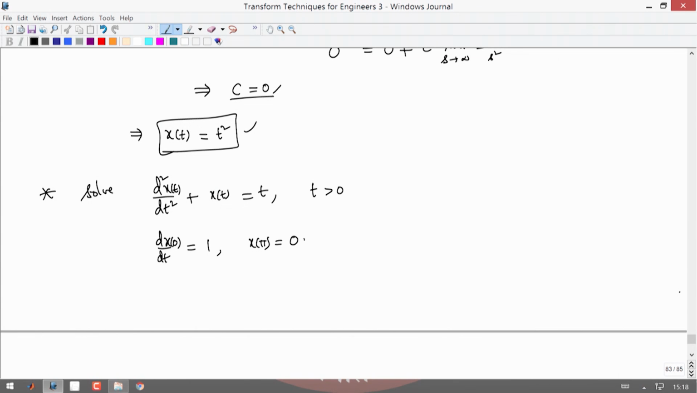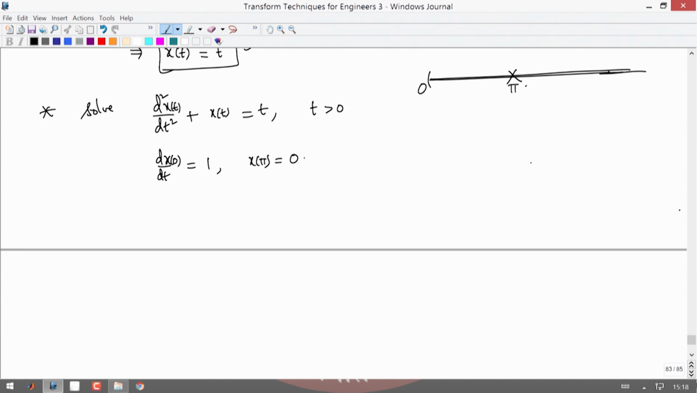So, as I explained, t is positive, running from 0 up to infinity, and somewhere in between, at pi, you have the value of your unknown function. So, let us try to attempt to get this solution.